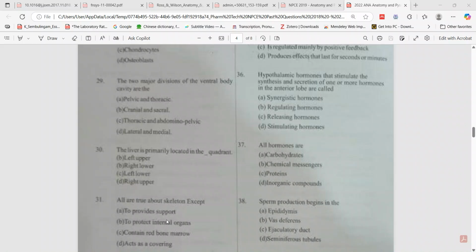The liver is primarily located in the dash quadrant. No, when I showed you the picture of the digestive system, it is the right upper. The liver is somewhere here, and I told you this is a mirror image. So when you are facing it, your left side is your right, and your right side is your left. So the stomach is in the left upper, and the liver is more tilted to the right upper quadrant.